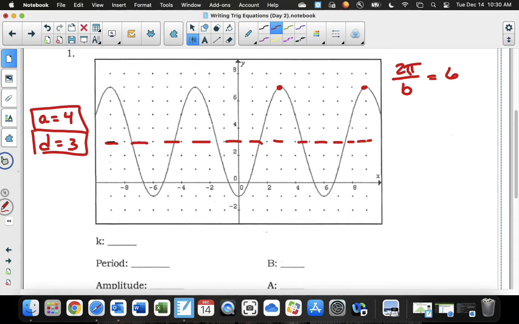Multiply both sides by b to clear the fraction, and then divide by 6. Ultimately, b and 6 switch spots. So you get 2 pi over 6, which means b is pi over 3. All you're doing is solving that. If you multiply both sides by b, you'd get 2 pi equal to 6b, and then divide it by 6.